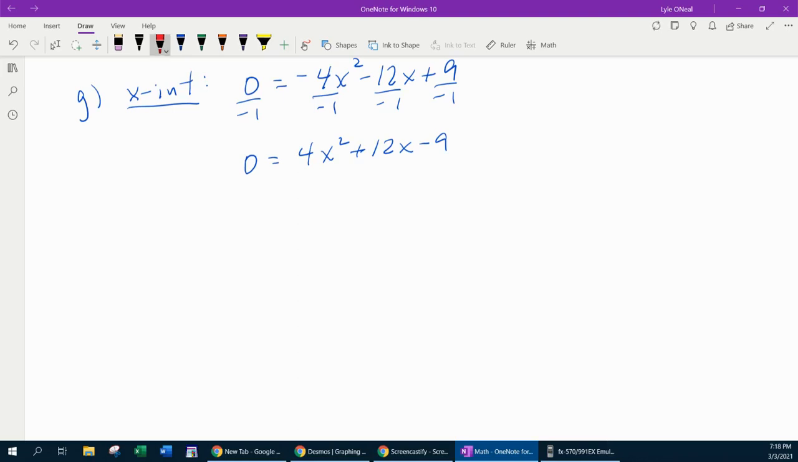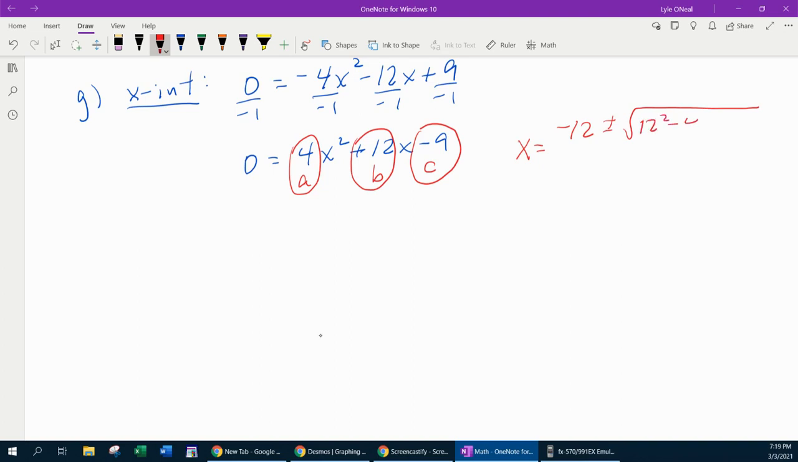So what is our backup plan? Well, if it won't factor, you've got to sing the song. So here's our A, B, and C from our quadratic equation. And do you know what sing the song means? It means we're going to use the quadratic formula. Okay, so here we go. X is equal to negative b plus or minus the square root of b squared minus 4ac all over 2a. There's our quadratic formula.